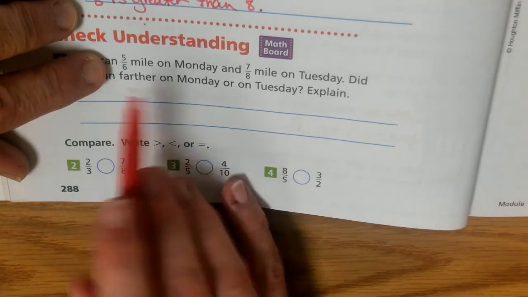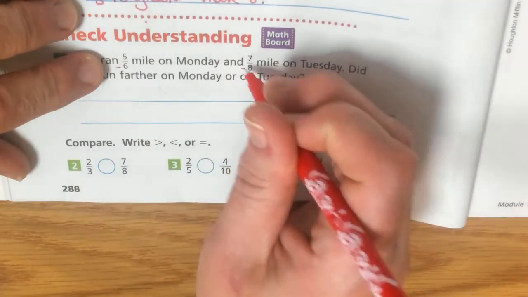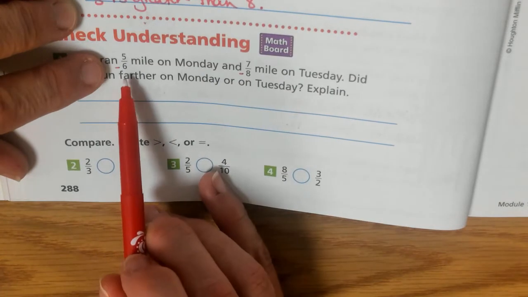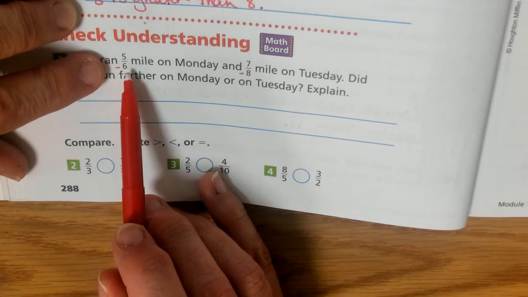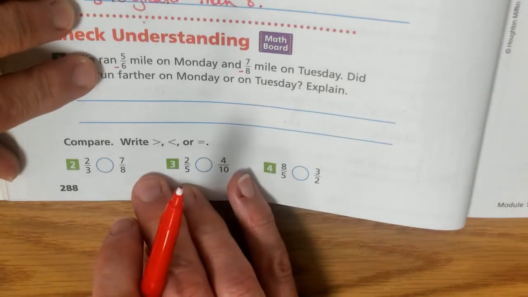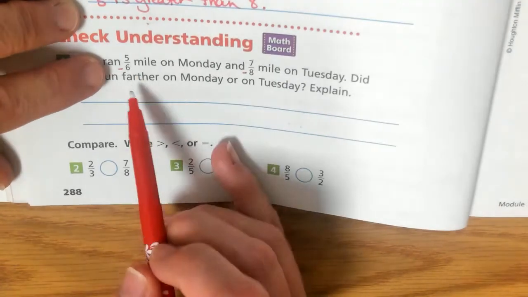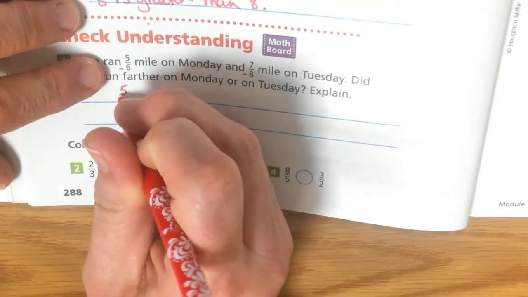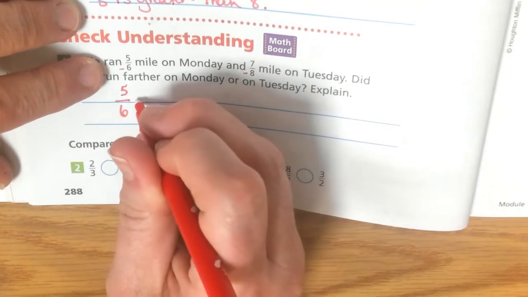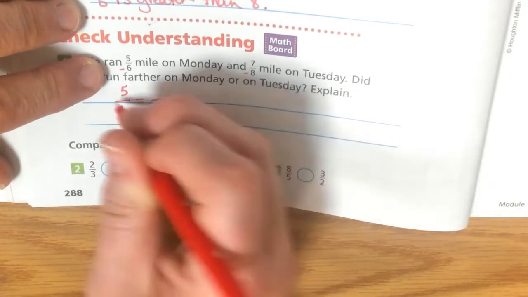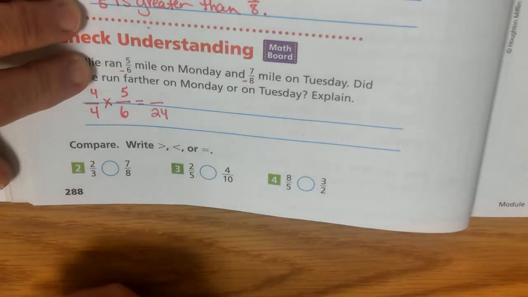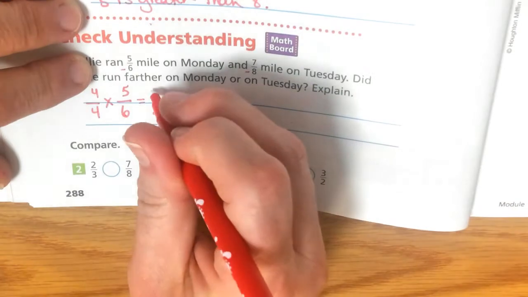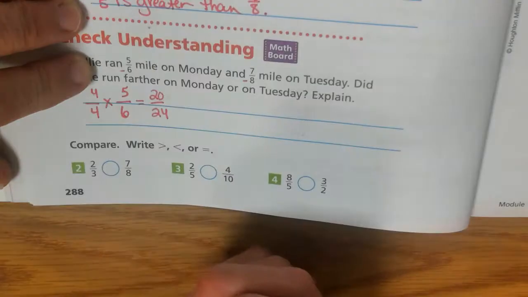I think I'm going to find a common denominator because if I'm counting by 6's, I know that I can get to 24. And if I'm counting by 8's, I know that I can get to 24. So I can get them in common. So if I have 5/6 and I want to get to 24's, I need to multiply my top and my bottom by 4. So 4 times 5 is 20, and 4 times 6 is 24.